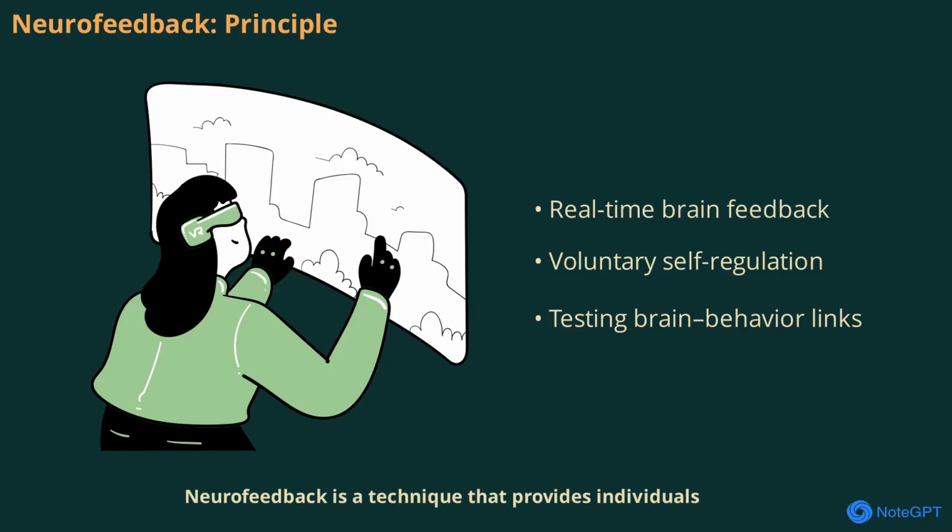Neurofeedback is a technique that provides individuals with real-time feedback about their own brain activity, enabling them to learn voluntary self-regulation. The core principle is simple. If people can perceive their neural activity, they can learn to modify it. Neurofeedback allows researchers and clinicians to test brain-behavior relationships by directly altering neural activation, opening new avenues for therapy and self-improvement.